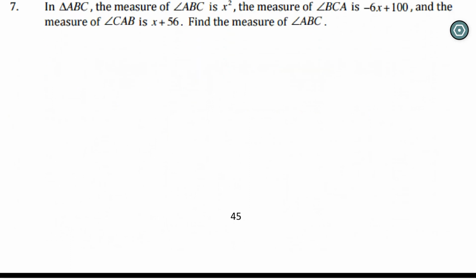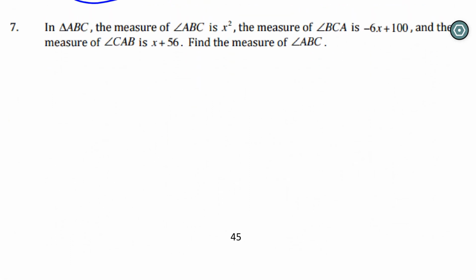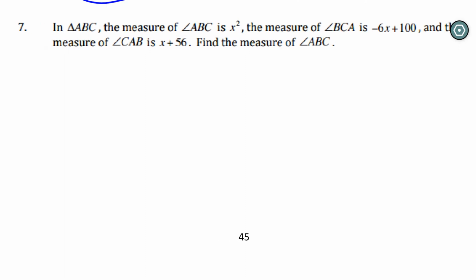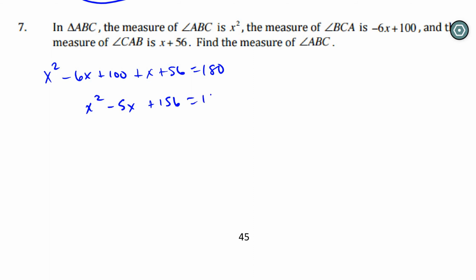Number 7 would be probably as difficult as I would make a question. So it gives us the three angles of a triangle. Notice one of them has the expression x squared. So that means it's probably going to come out to be quadratic, which is going to require us to remember some algebra from last year. So first thing I want to do is take our three angles and add them up. So x squared minus 6x plus 100 plus x plus 56 equals 180. Combine like terms. x squared minus 5x plus 156 equals 180.